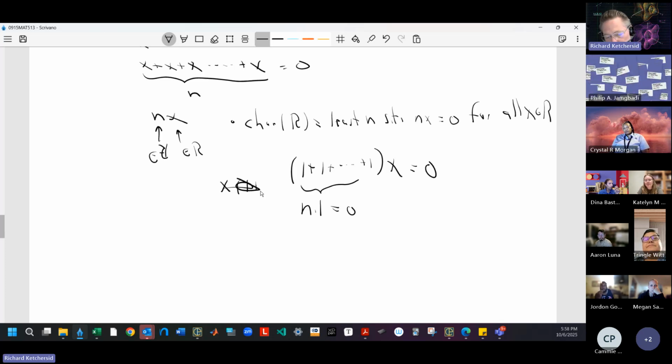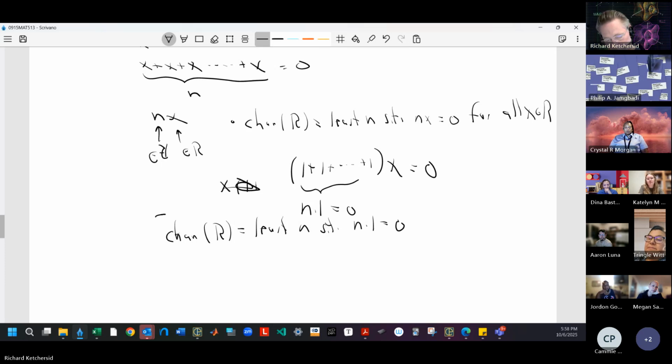And so when we have a unit, a 1, then we get that the characteristic of R is equal to the least n such that n times 1 is equal to 0. Right, so we get that.